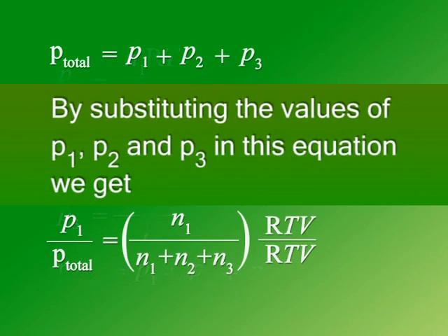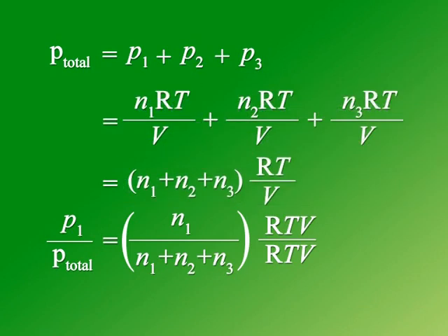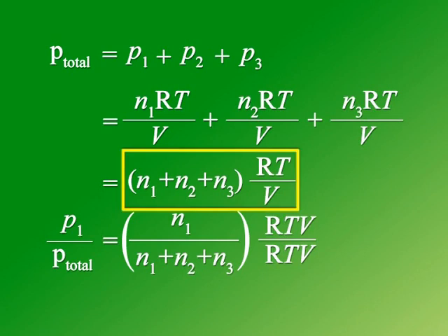By substituting the values of P1, P2 and P3 in this equation, we get P total equal to N1 multiplied by R multiplied by T upon V plus N2 multiplied by R multiplied by T upon V plus N3 multiplied by R multiplied by T upon V, which is equal to N1 plus N2 plus N3 multiplied by R and T divided by V.